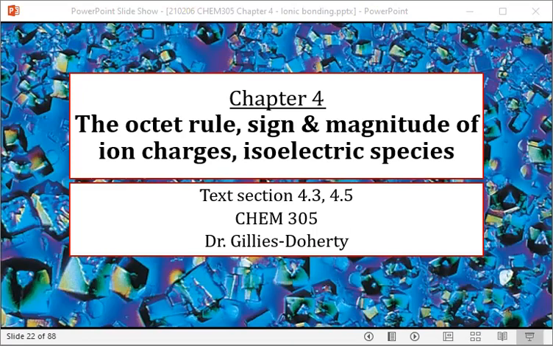We're going to talk about the octet rule, the sign and magnitude of ion charges and isoelectronic species. And this corresponds to sections 4.3 and 4.5 of your text. We'll also revisit section 4.4. We talked about what makes up an ionic bond earlier in chapter 4, but we'll revisit that during this section as well.